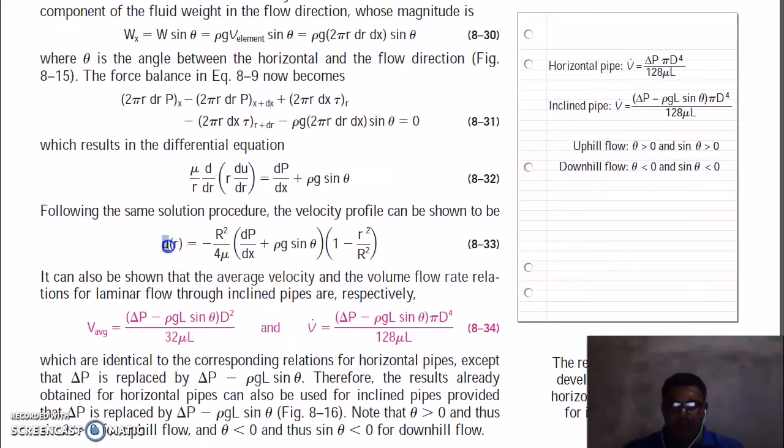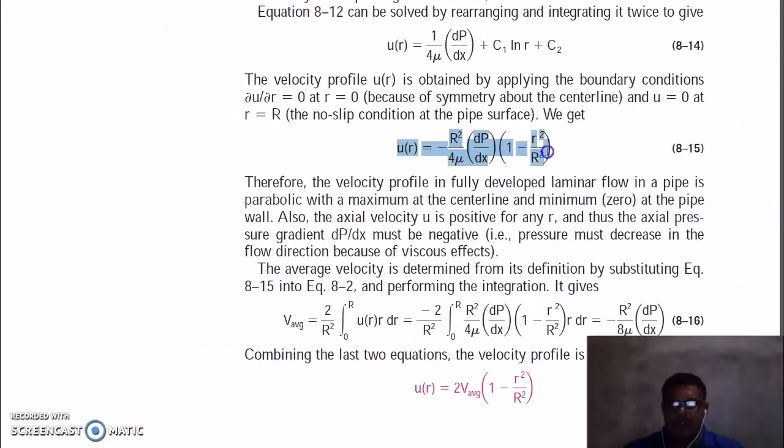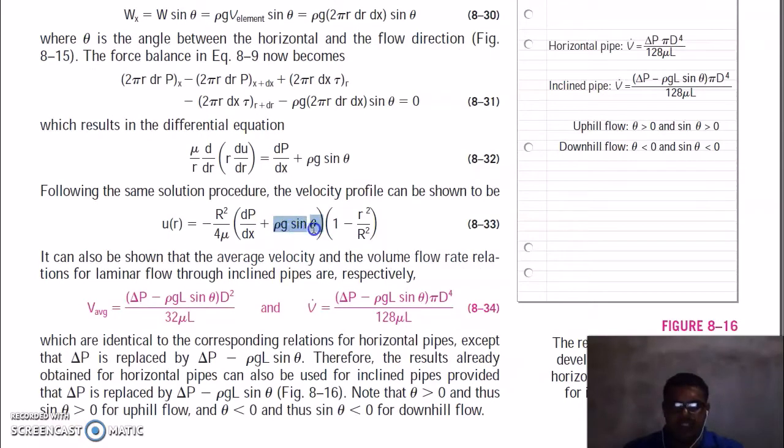Now you can see, compare this equation with the previous case, the case of a horizontal pipe. The only extra term is this term, density times gravity times sin theta, which is due to the inclination effect and which is due to the weight of the fluid element. Also in V average, you will get this extra term here, and in volume flow rate, you will get this extra term here.